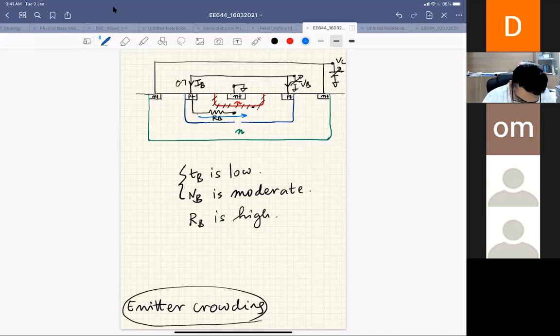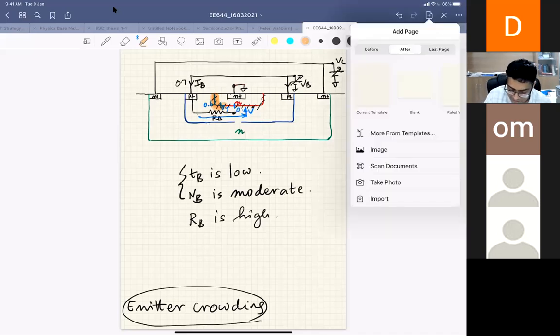So if I'm applying 0.7 volt here, the voltage reaching here might be 0.7 volt at this point, 0.5 volt here, 0.4 volt here, right? So there is a continuous drop from the base contact to your emitter. So if you see the emitter, the sides of the emitter, this part is biased at a higher voltage compared to the middle of the emitter.